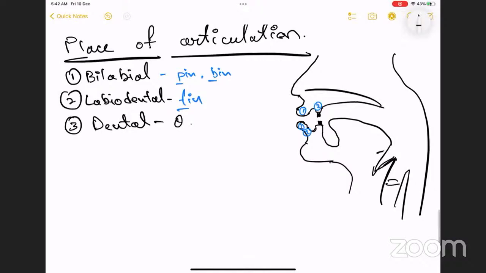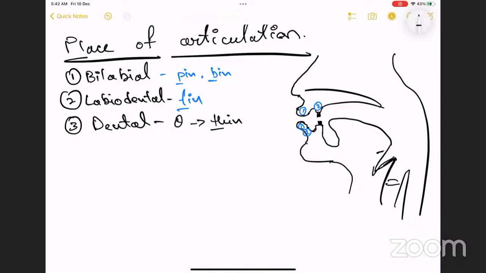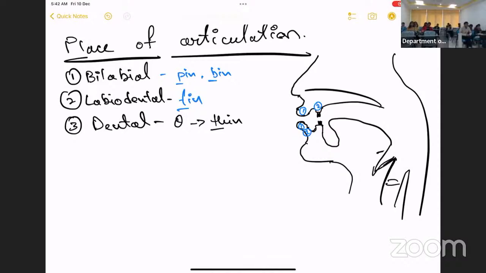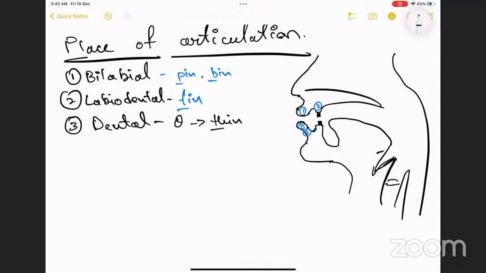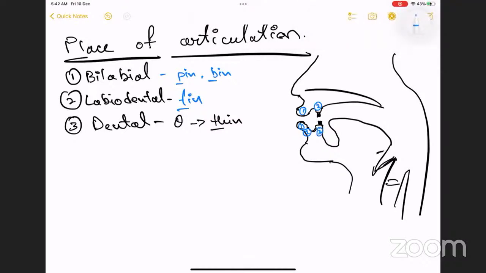Like we say theta, let's say thin, th. But one thing you have to remember here is it is not just dental, but it is also the tongue, the lingua. But then we'll just refer to it as dental for now. So we have the third one here. Next is coming to the fourth one.